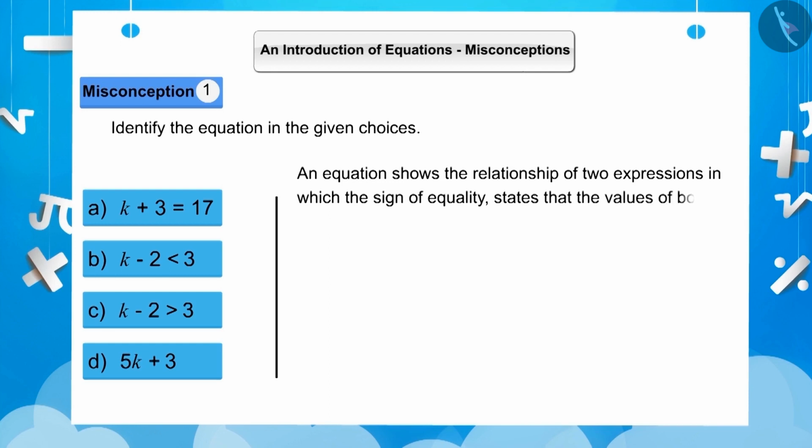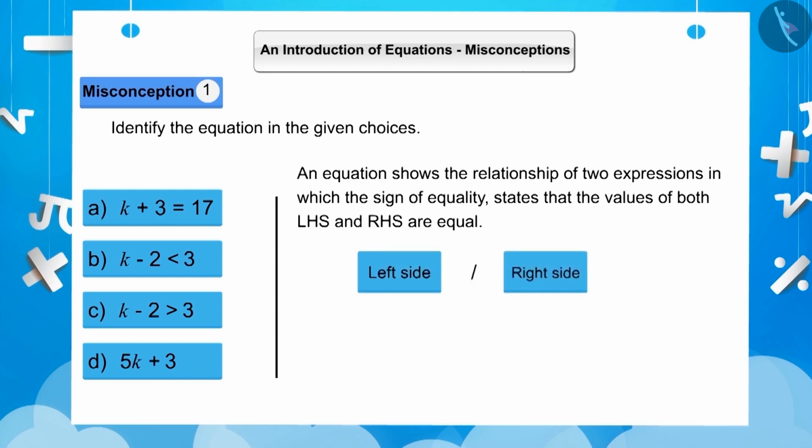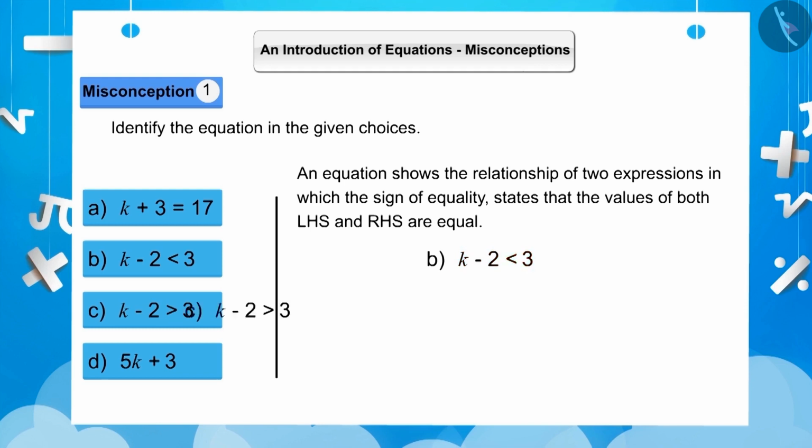the values of both LHS and RHS are equal. But sometimes children misunderstand and assume that it is an equation even if there is a greater or less than sign between the left side and the right side, due to which they answer options B and C. Here, option B shows that the value of left side is less than the right side, while option C shows that the value of the left side is more than the right side.